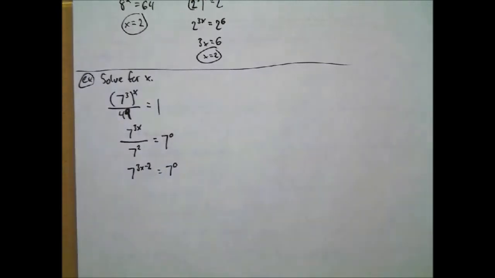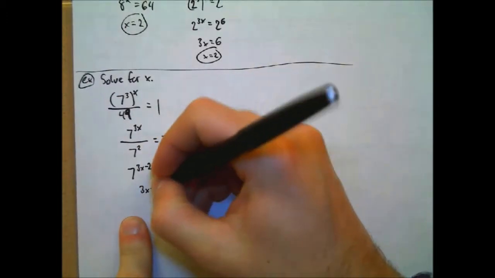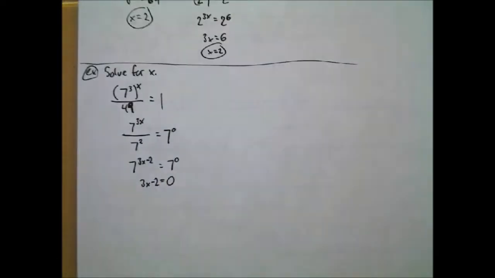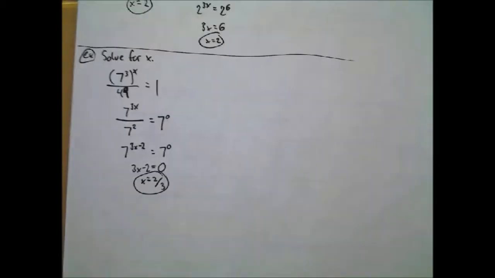And now we have 7 to the something equals 7 to the something. And so we can drop those bases. 3x minus 2 equals 0. And so x is 2/3. Okay. And so there's our answer. Questions on any of that? Ready to try one on your own?